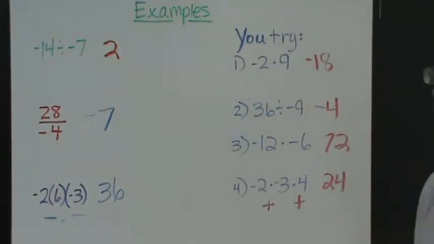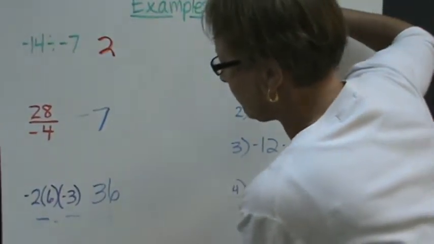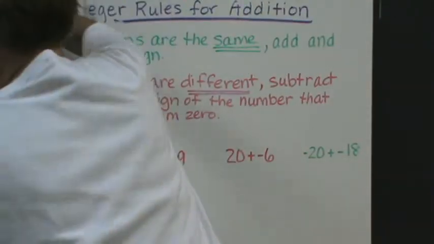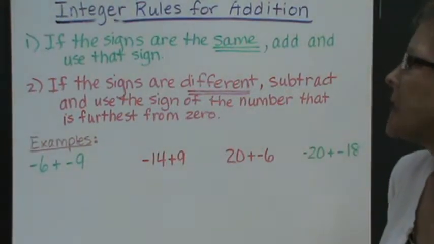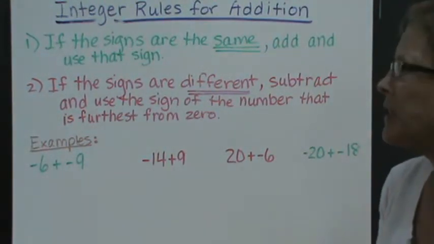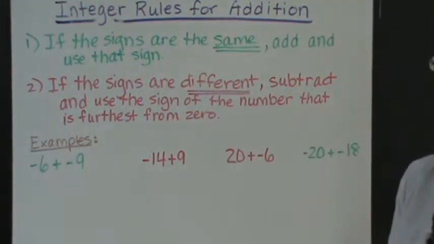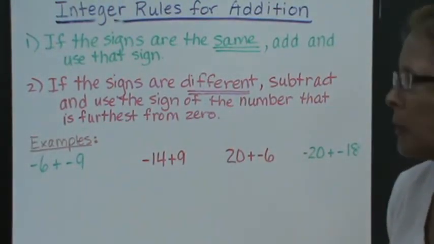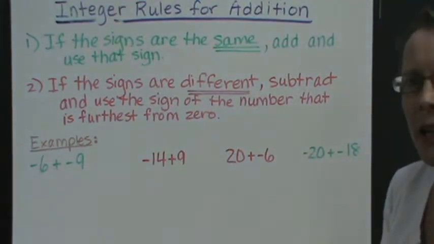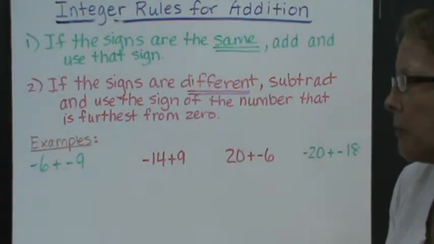Now we're going to move on to adding integers. Okay, integer rules for addition. If the signs are the same, you add the two numbers and take that sign. Number two, if the signs are different, you're going to subtract. Take the biggest number, subtract the smallest number, and then use the sign for the answer of the number that is further from 0. The number that appears larger has the greatest value, so use the sign for that number.